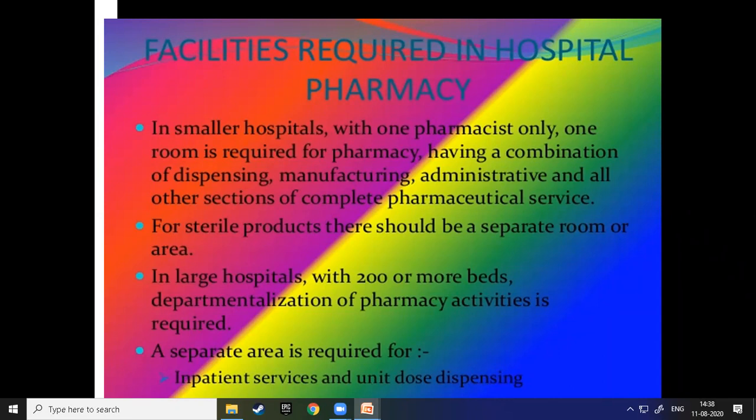In a large hospital with 200 beds or more than 200 beds, the departmentalization of pharmacy activity is required. A separate area is required for inpatient service and unit dose dispensing. Inpatient services means, if a multi-story hospital is there, then you require a floor pharmacy. Every floor has one pharmacy department.